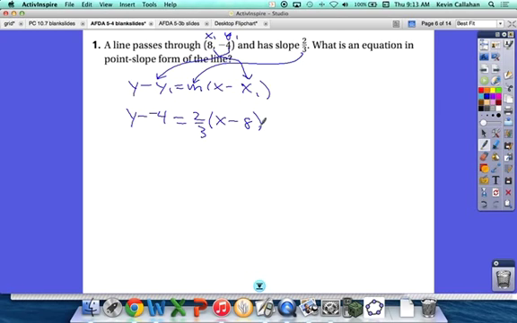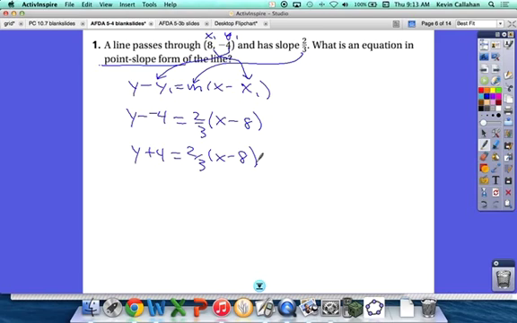Since they said put it into point slope form, you don't have to solve for y because they said to do that, and you won't have to on the homework either. They probably would have taken one step, though, like they did on the last one, right? They probably wouldn't leave y minus negative 4. What would they convert that to? y minus a negative is y plus 4. So you probably at the very least want to do that. y plus 4 equals 2/3 times x minus 8.